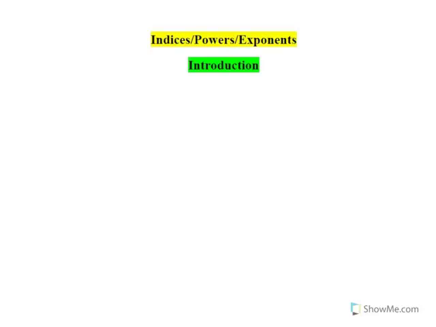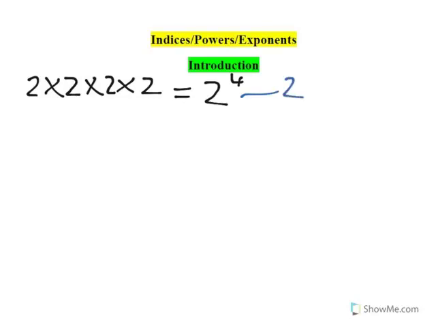Let's consider something like 2 times 2 times 2 times 2. We would write this as 2 with a little 4 on the top right hand corner, and we would read this as 2 to the power of 4.